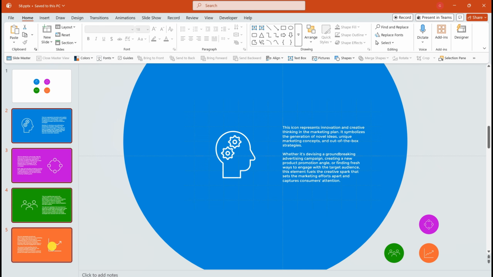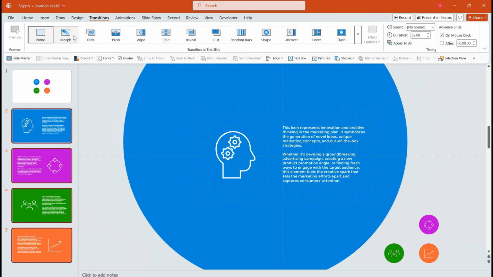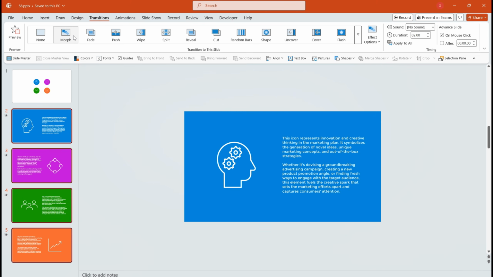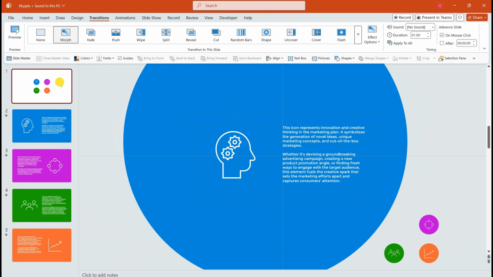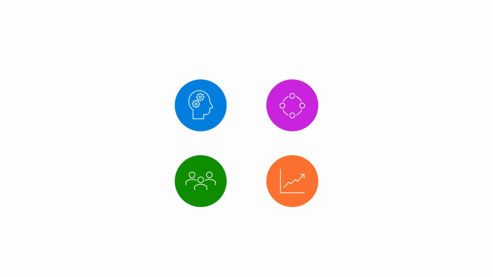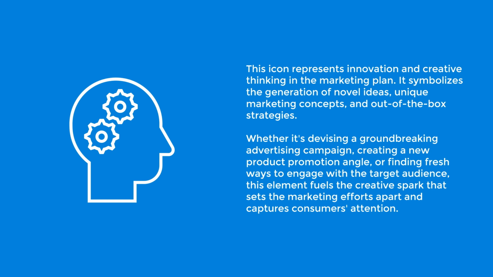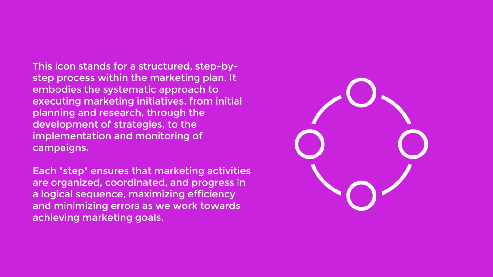Finally, select all 4 slides. Go to the Transitions tab and apply the Morph transition. Set duration to 1 second for a smooth, tight animation. And there you go. A fun, clean PPT animation is complete. This is how it looks in action.